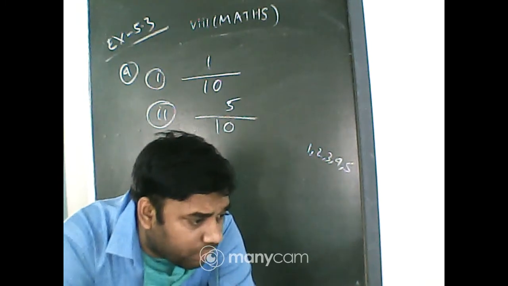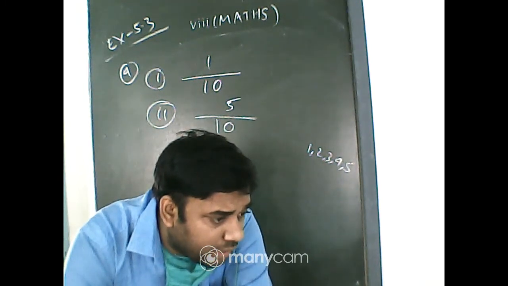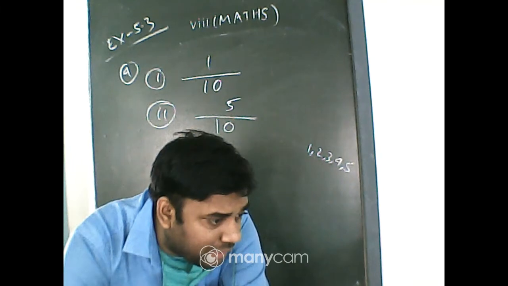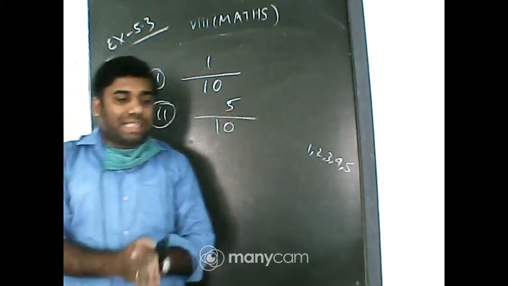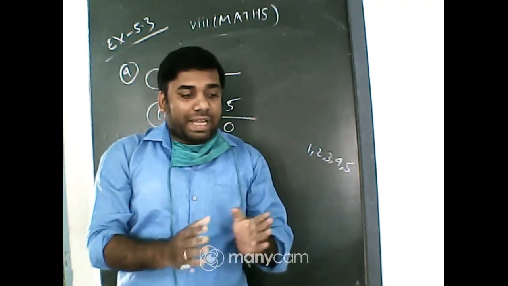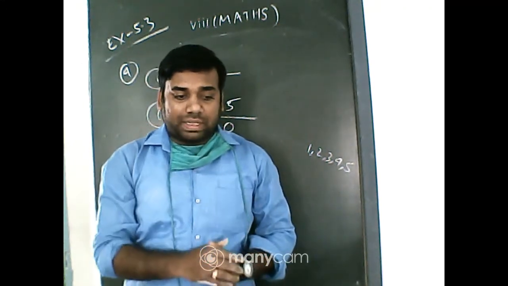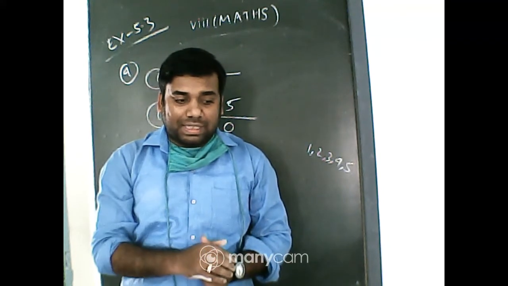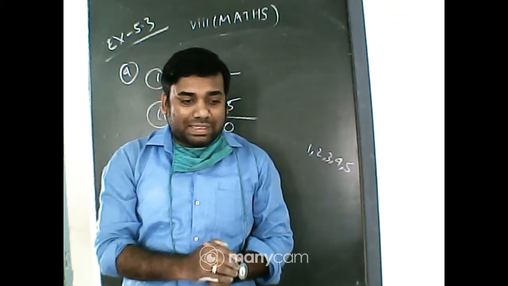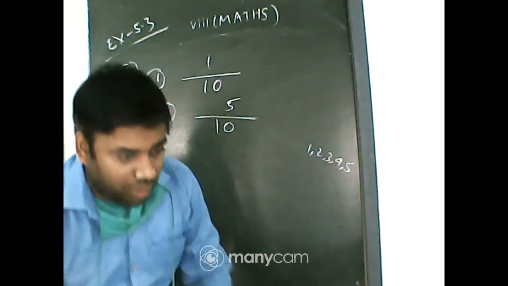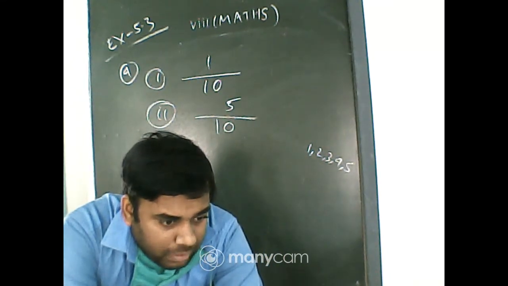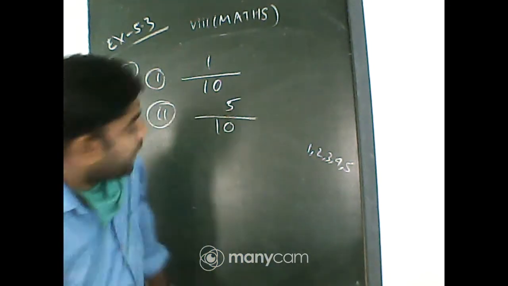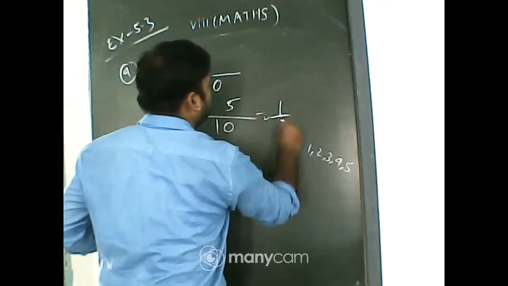Read the question carefully. Getting a number less than 6. Less than 6 means if you take 6, then that 6 is equal to 6. That 6 is not less than 6. That's why I will not take the number 6. Got it? I cannot take 6. Clear or not? Okay, so 5 by 10 equals 1 by 2.